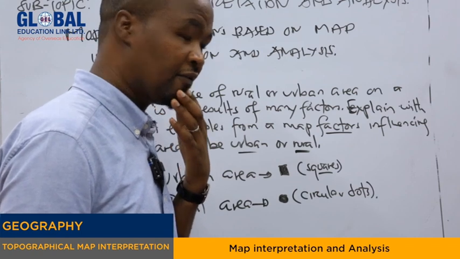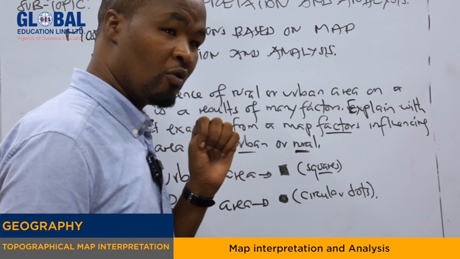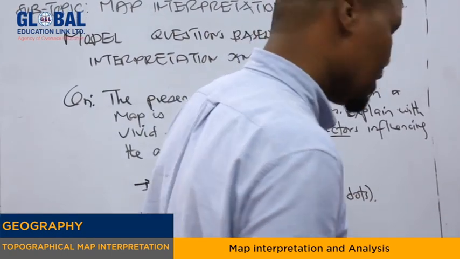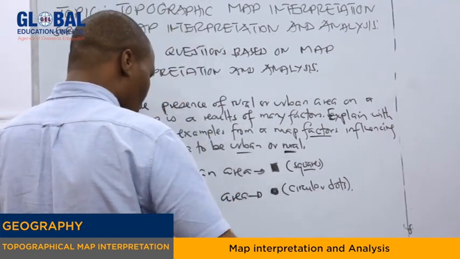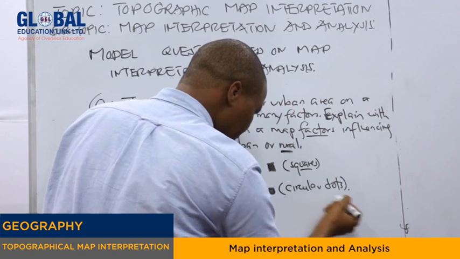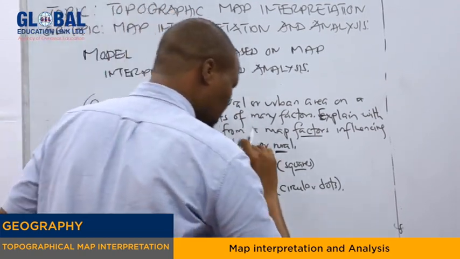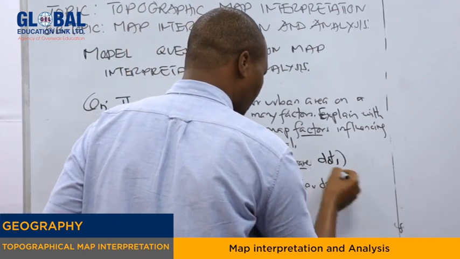Listen to me very carefully. We look at the shape of the pattern or different shapes found on a mapped area to identify whether it is an urban or rural area. So the rural area, as I said, is represented by circular dots, while the urban area is represented by square dots. Square dots found on a mapped area.